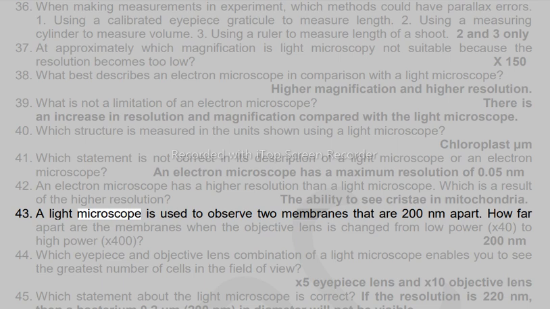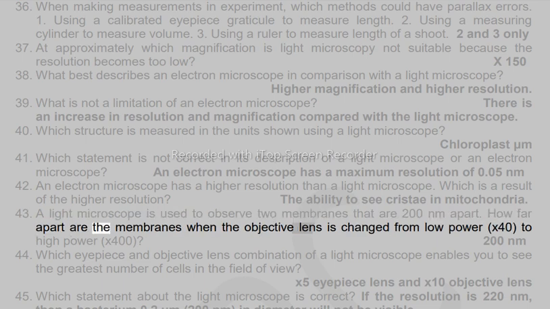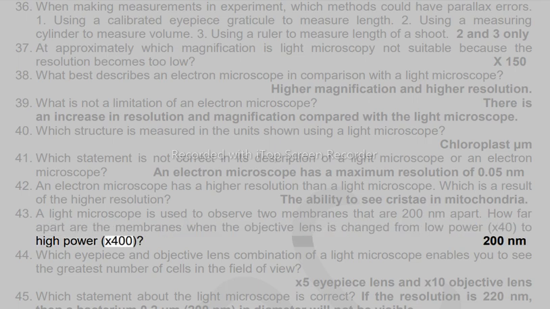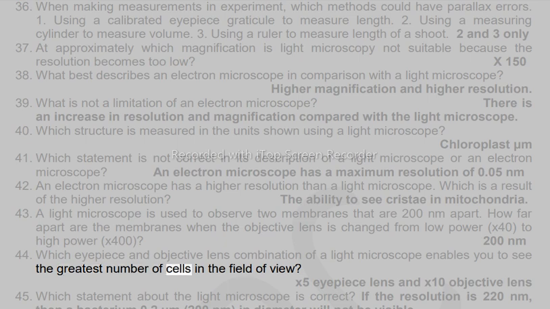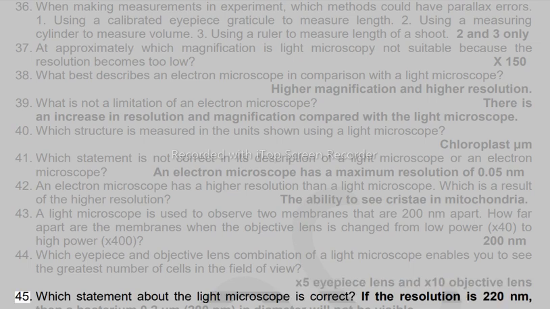43. A light microscope is used to observe two membranes that are 200 nanometers apart. How far apart are the membranes when the objective lens is changed from low power, x40, to high power, x400? 200 nanometers. 44. Which eyepiece and objective lens combination of a light microscope enables you to see the greatest number of cells in the field of view? x5 eyepiece lens and x10 objective lens.